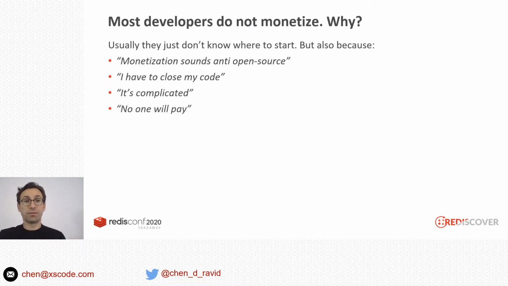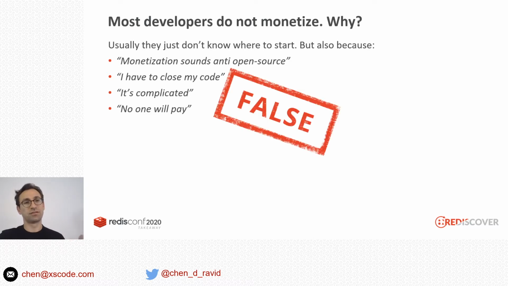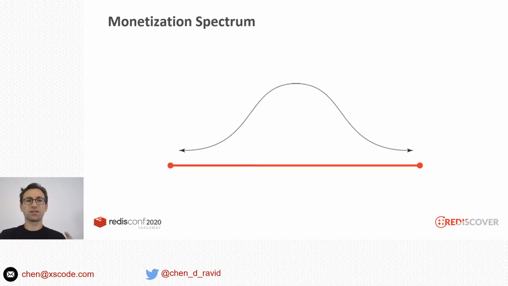Another thing is that people think that no one will pay, because if it was free up until now, why should someone start paying? I will surprise you very soon, and you will see that not only do people want to pay, they are already paying. Most of these assumptions are just false. They're just wrong, and we will go over everything, and I hope that by the end of this talk you will see that all of them are just not true. So let's talk about monetization.